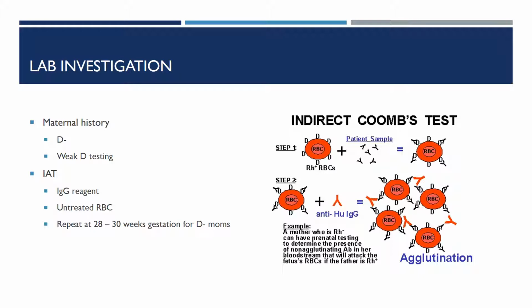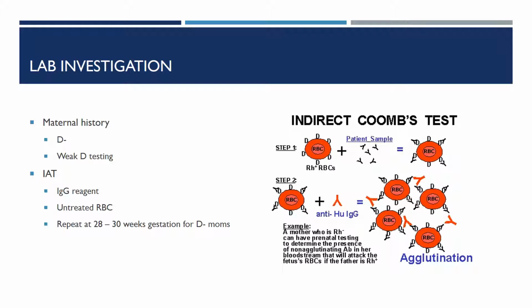And the other thing to think of when we're talking about D and the maternal history, you do have to do weak D testing, because the weak D mother is potentially at risk of developing an anti-D. We know that that can sometimes happen. So you need to do weak D testing to make sure that you can really predict all the women who are at risk for this situation.